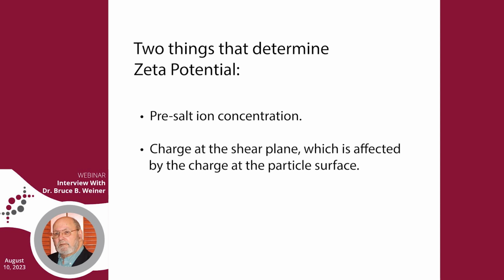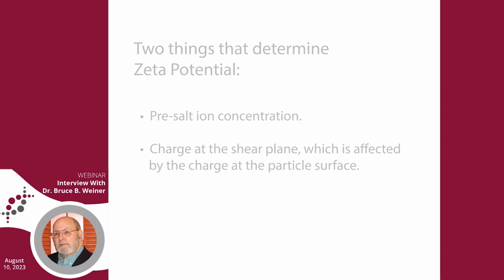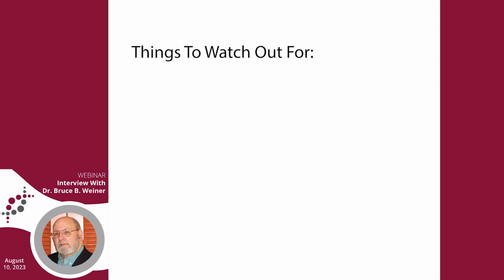The other thing it's controlled by is the charge at the so-called shear plane, which is affected by the charge at the particle surface. That's what you want to know about, because it's that part of it that causes repulsion. So you're much better off measuring at like 1 millimolar salt. So one abuse is people will measure in too high of a salt concentration when they don't have to.